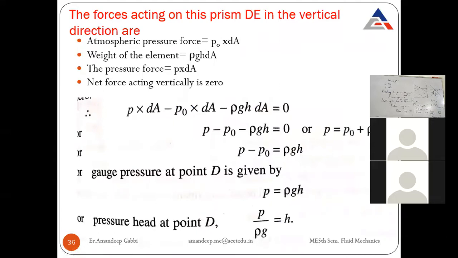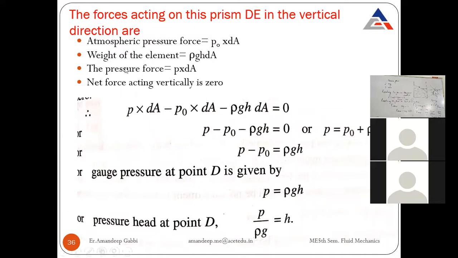Now this is the start of the article. The forces acting on this prism DE in the vertical direction are as follows. First of all, atmospheric pressure, which we had ignored: P naught into dA, acting on this side. The second force is the weight of the element, rho g h dA. Then the pressure force, P into dA. Then the net force acting vertically is 0.